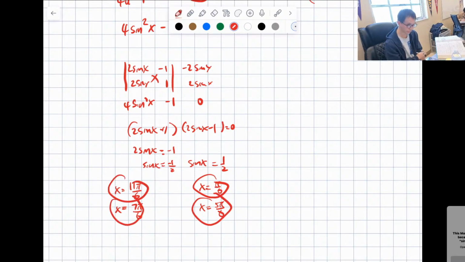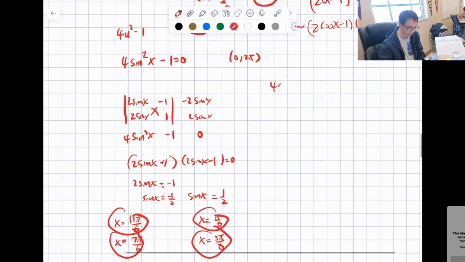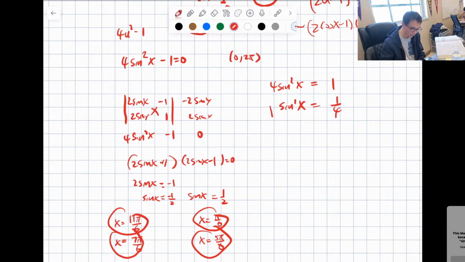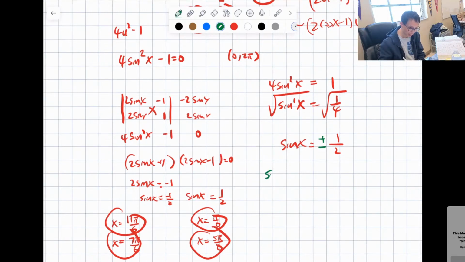Does that make sense? Now, what happens if you do it the other way? Why don't you get the other answers? This becomes 1, and sine squared of x equals 1 over 4. How many people did it this way? I started that and then gave up. Okay, so this is the problem. If you square root both sides, you get sine of x equal to 1 half, and you only have positive 1 half because you forgot that when you square root both sides, you must have plus or minus. So sine of x equals 1 half and sine of x equals negative 1 half.